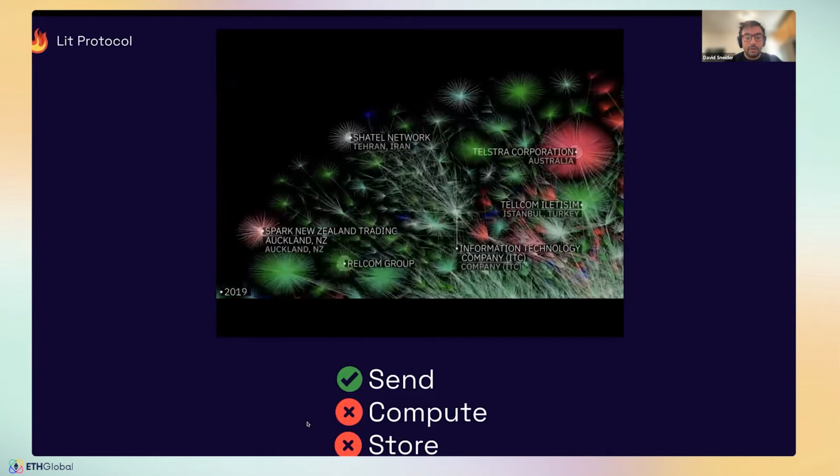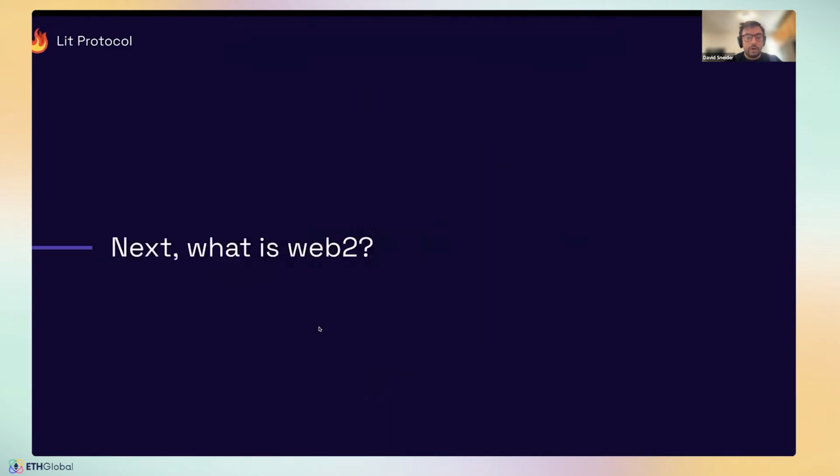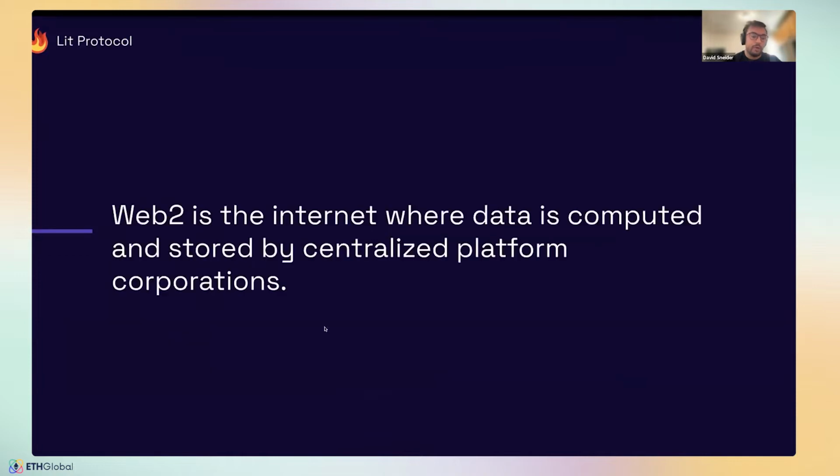And now that we kind of have an overview of what the web is generally, let's talk about what Web 2 is. Using this same lens of sending information, computing information, and storing information, we can define Web 2 as the internet where the data is computed and stored by these centralized platform corporations. So what does that mean specifically?